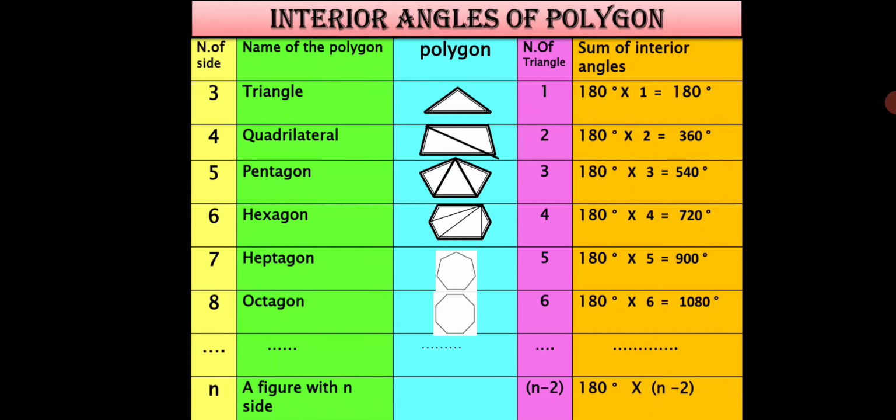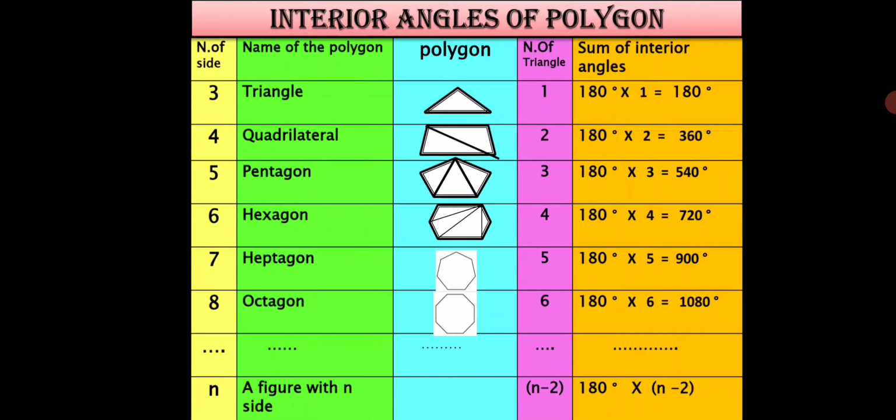So here the formula is given. That is, n is the number of sides, and the name of the polygon is a figure with n sides. So the number of triangles is n minus 2 and the sum of interior angles is 180 degrees into n minus 2. So in this way, by using this formula, we can calculate the sum of interior angles of any polygon.